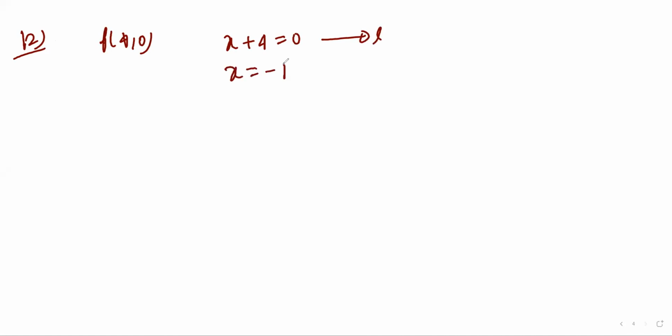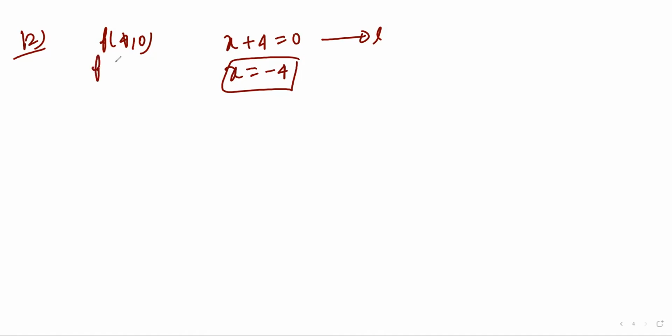So let's see example 12. Find the standard equation of the parabola whose focus is 4, 0. So you have to find the equation of the parabola. The focus is given, that is 4, 0. The equation of the directrix is given, that is x plus 4 is equal to 0, so x will be equal to minus 4. And this is the focus.